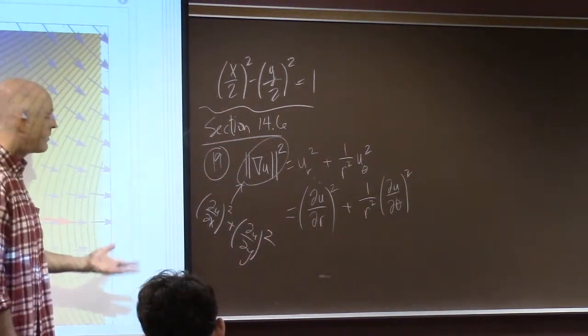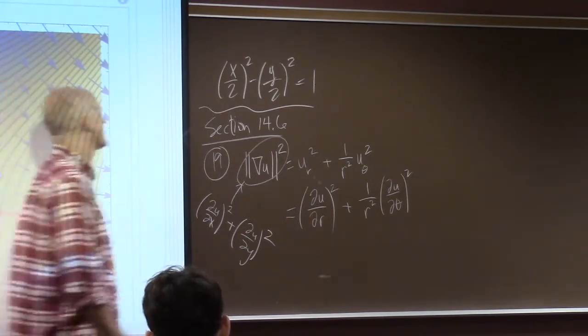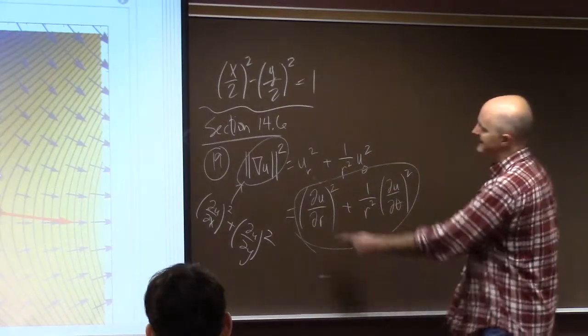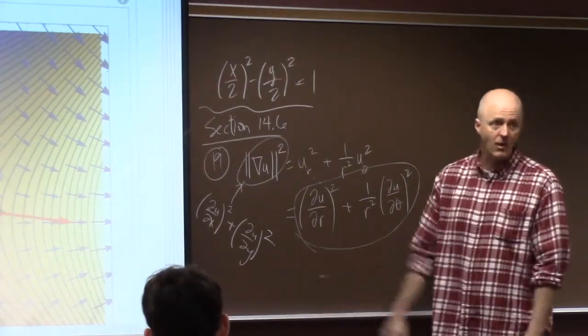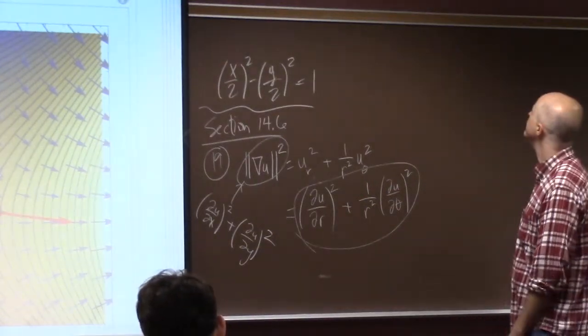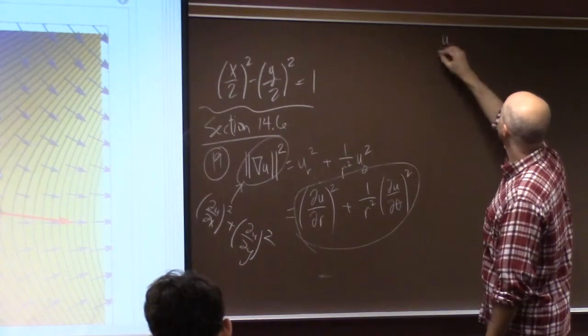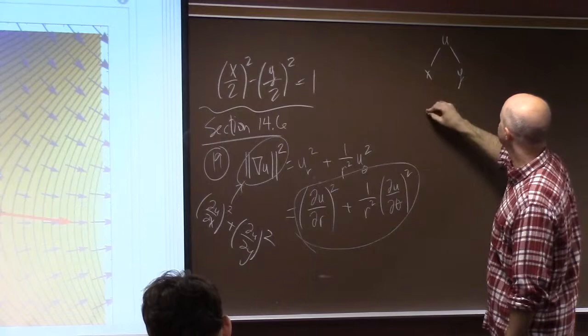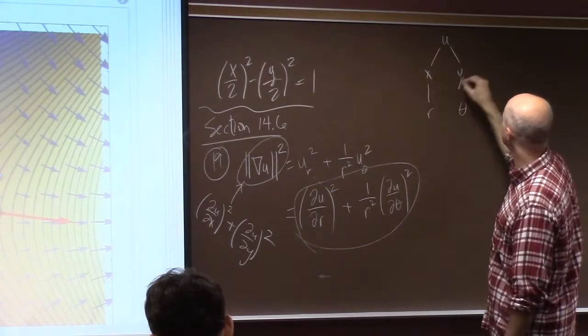How do you do such a thing? Well, you need the chain rule. You need to figure out how you can simplify this in terms of x and y. U depends on x and y, and x and y both depend on r and theta.